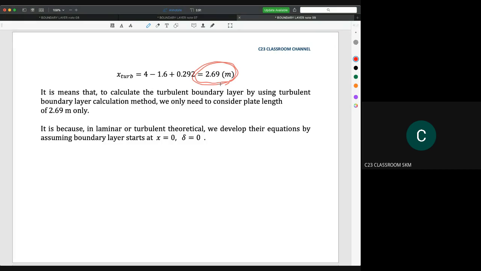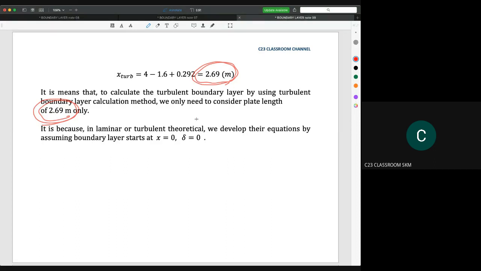So now, when we calculate the value for the turbulent boundary layer, we need to use this length. We cannot use 4 meter. Kita tidak boleh menggunakan 4 meter kerana apa? Kerana kita ingin mengira turbulent boundary layer, dan turbulent boundary layer hanya berlaku daripada kosong hingga akhir itu sepanjang 2.69 meter sahaja. Oleh itu kita tidak akan menggunakan 4 meter.